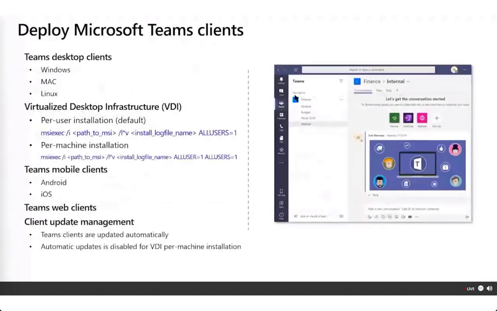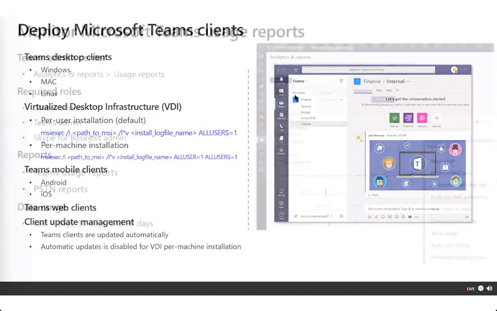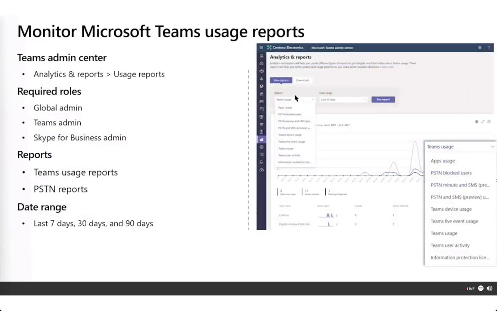There are various ways to push out Teams clients. Of course, there's clients for Windows, but also Mac and Linux OSs. We can even use a virtualized desktop infrastructure to push out clients. For mobile, there's support for both Android and iOS devices, and people can use a Teams web client. For updates, Teams clients are updated automatically, unless you're using a VDI per machine installation, in which case automatic updates are disabled.